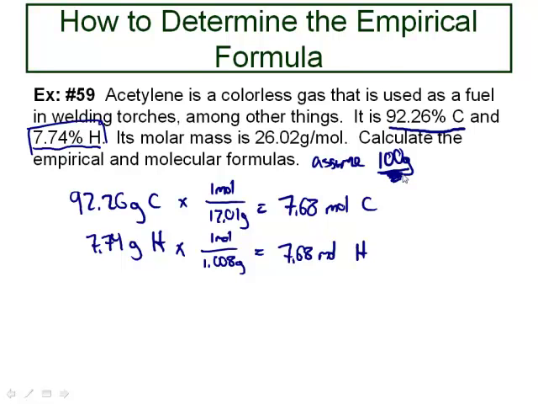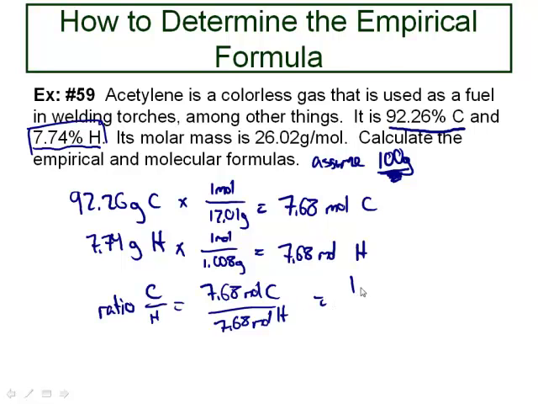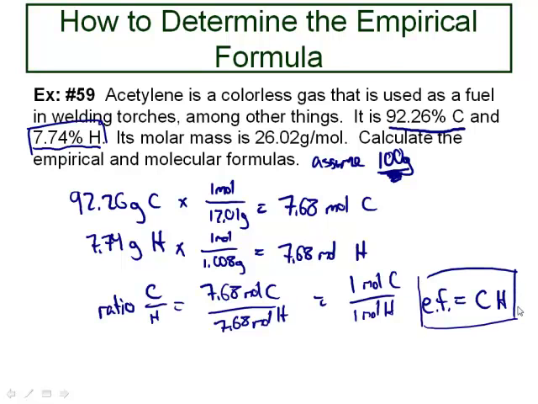Now the next thing I'm going to do is find a ratio, because when we're finding an empirical formula, guys, what that's going to tell us is the ratio of one thing to another. I want to know what is the ratio of carbon to hydrogen. I'm going to take the moles of carbon and divide by the moles of hydrogen. So 7.68 moles of carbon divided by 7.68 moles of hydrogen. If we simplify this ratio, 7.68 divided by 7.68 is just 1. Or I could also say 1 mole of carbon for every 1 mole of hydrogen in the compound. What that tells me, guys, is that my empirical formula of acetylene is just CH, because there's 1 mole of carbon for every 1 mole of hydrogen in the compound. So there we go. That's the empirical formula of acetylene.